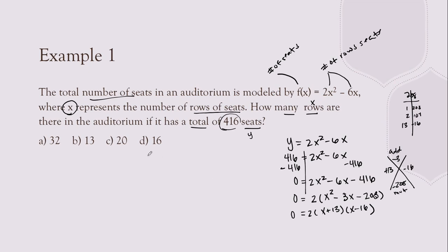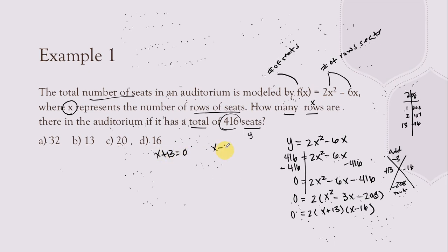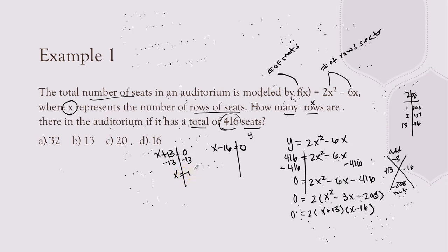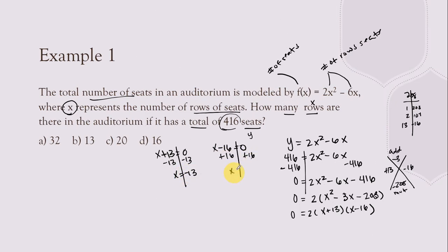And I need to set my two factors equal to 0 and solve. How do I get this equal to find x? I'm going to subtract 13 from both sides, giving me x equals negative 13. And I'm going to add 16 to both sides here to give me x equals 16. Well, we're solving for what? How many rows are there in the auditorium? Well, can I have a negative amount of rows? No. So I know my answer is the positive number, x equals 16.